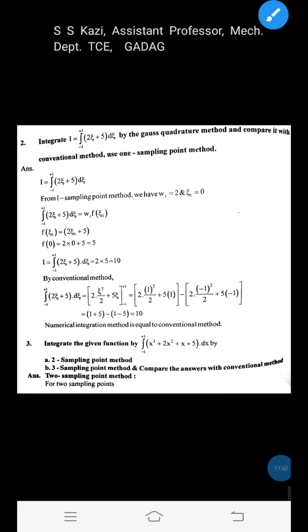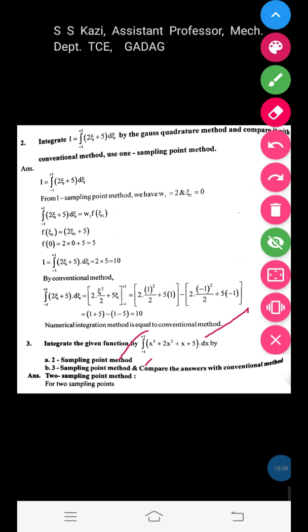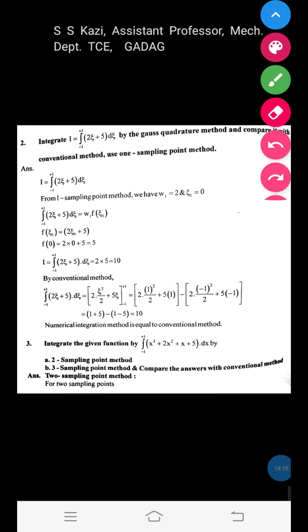And next, conventionally if you find, then conventionally it is integral of 2 into zeta square by 2 plus 5 times zeta from minus 1 to plus 1, if you put the limits, you will get 10 only. Numerical integration method is equal to conventional method. Likewise, now let us integrate this function x cube plus 2x square plus x plus 5 with respect to x by 2 point method and 3 point method, and also we will compare it with the conventional method.